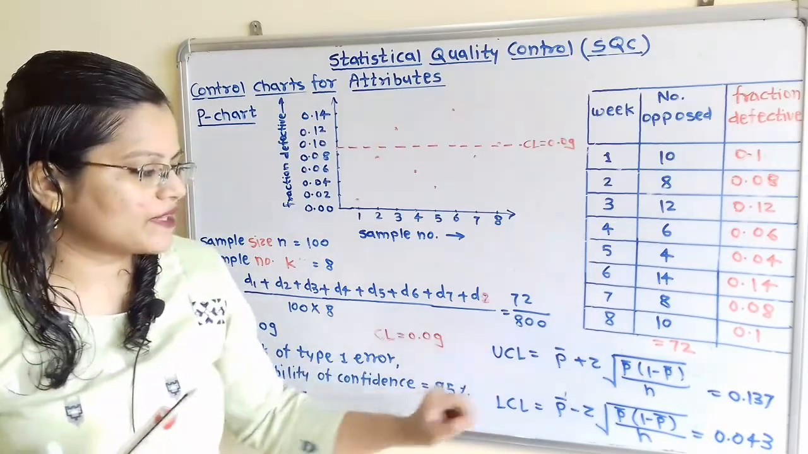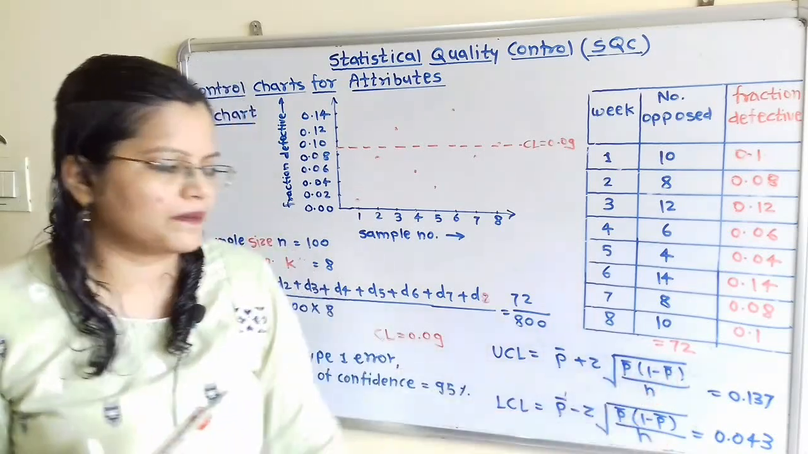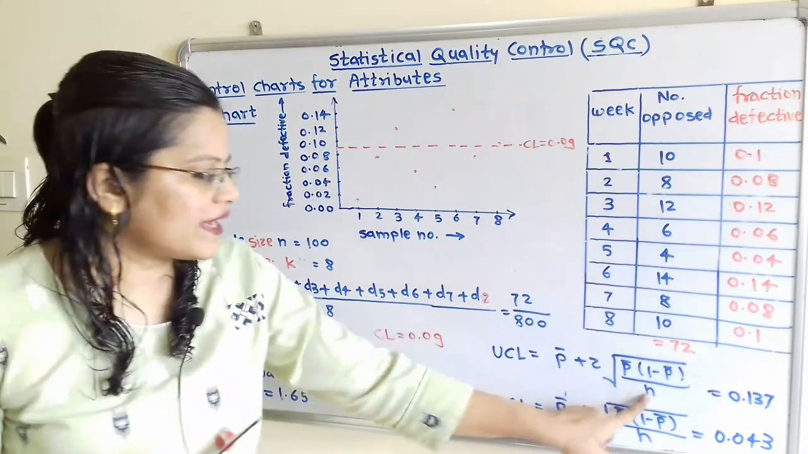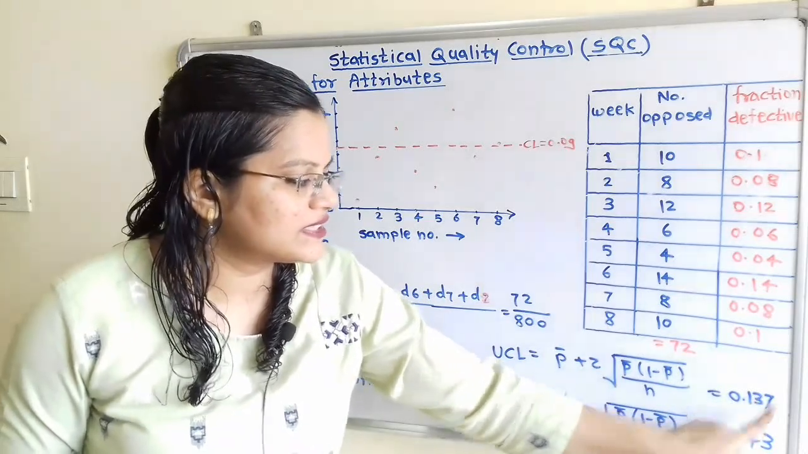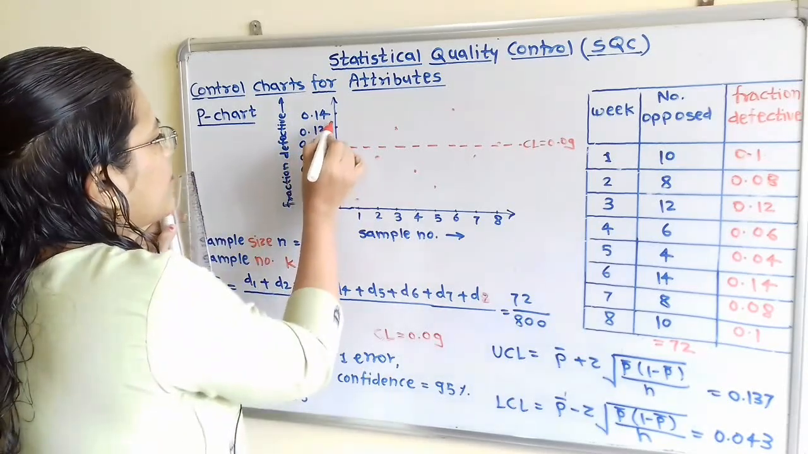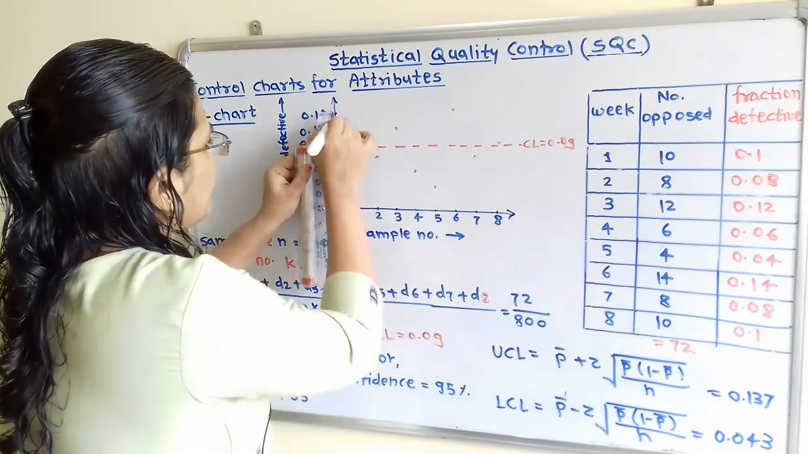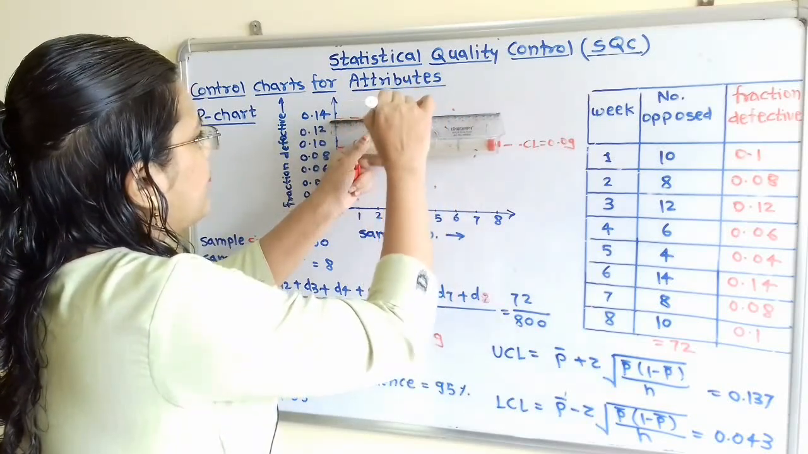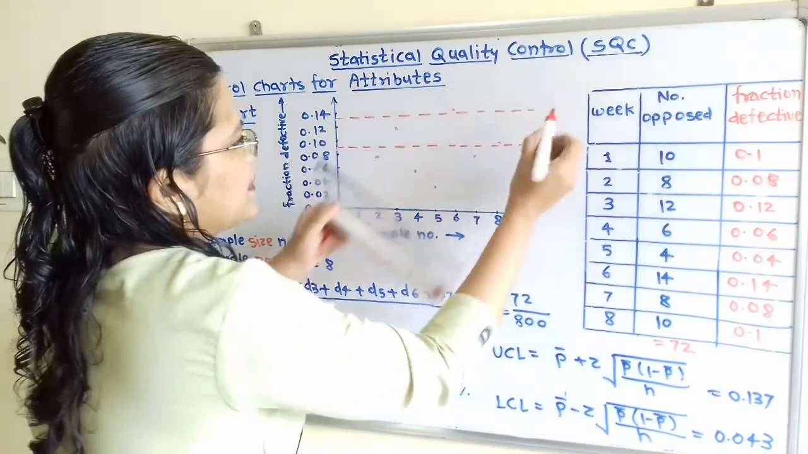How to calculate the upper control limit? It is equal to P bar plus Z times the square root of P bar into 1 minus P bar divided by N. The value of P bar is known, Z is 1.65, N is 100. When we put in all the values, we get 0.137. So this is the upper control limit. If we observe, 0.13 is in between 0.12 and 0.14. So we will select the middle point and draw a horizontal line in the form of a dash. This is the upper control limit.